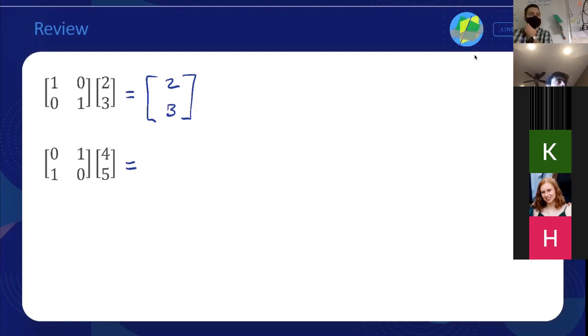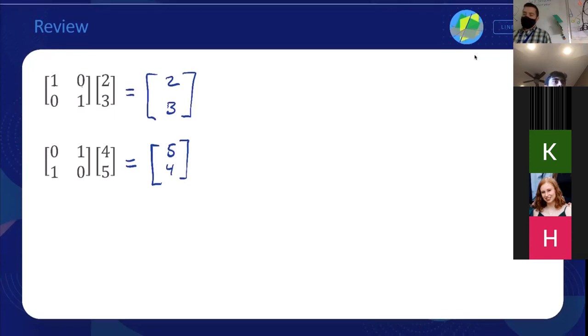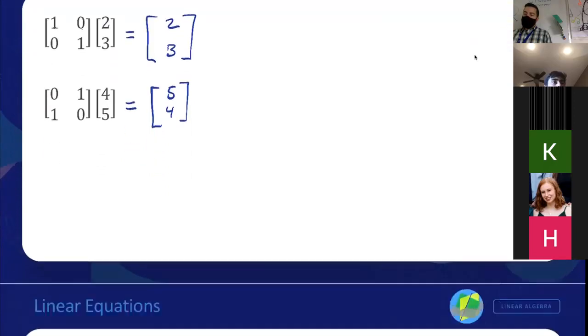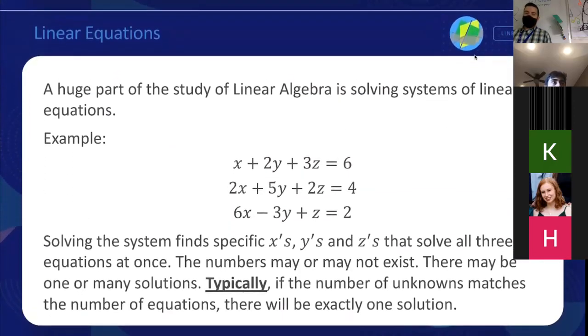So notice that second one is the identity, but with the rows switched. When I multiply, it will switch the rows of the vector 4, 5, right? 0 times 4 and 1 times 5 is 5. And then 1 times 4 and 0 times 5 will give me my 4. So I can start taking the identity matrix and manipulating it a little bit to cause changes that I want to occur as I'm trying to solve a problem. But again, we're not going to solve quite yet.